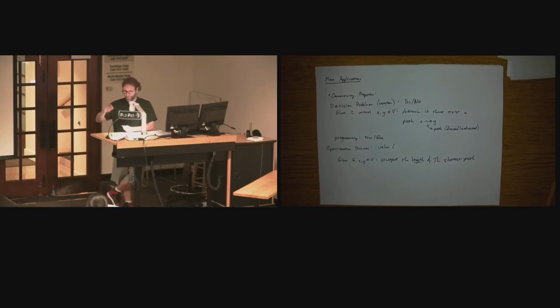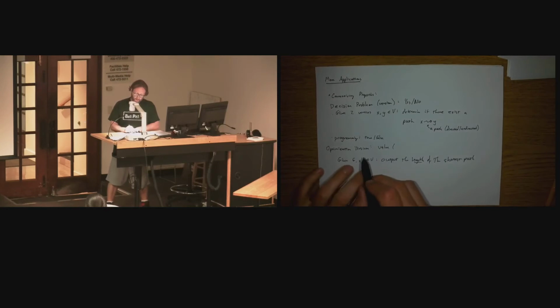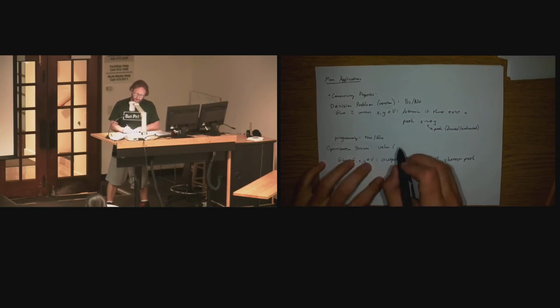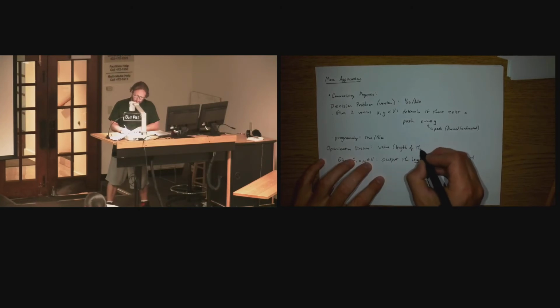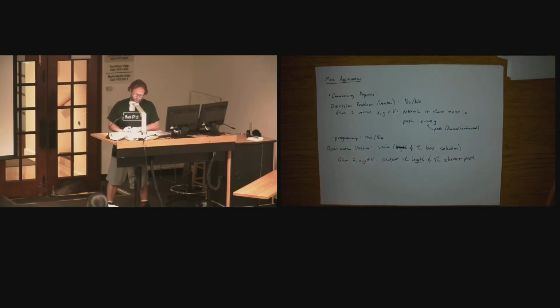Which is intractable. That's a very difficult problem. This is actually a very easy problem because we've got BFS to do it in some cases. We've got Dijkstra's algorithm that we'll look at in a bit. So this is the optimization version. It's the value, the length of the best solution. Maybe I shouldn't even say length. It's the value of the best solution. Okay.